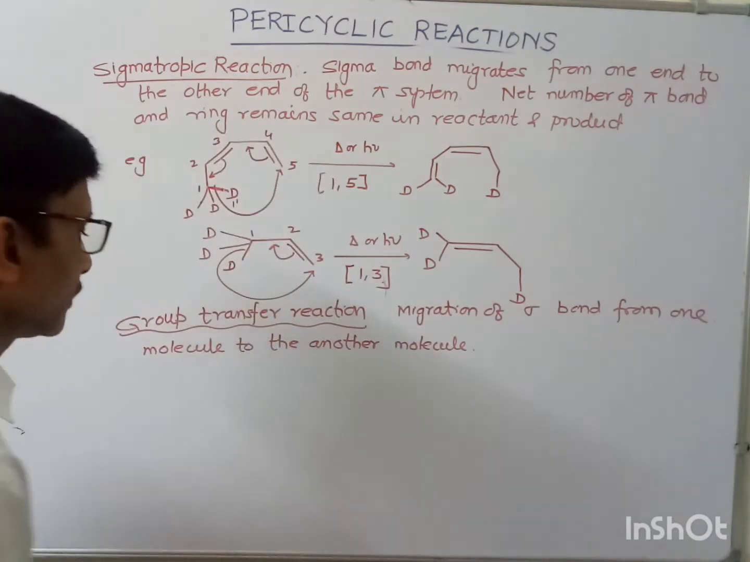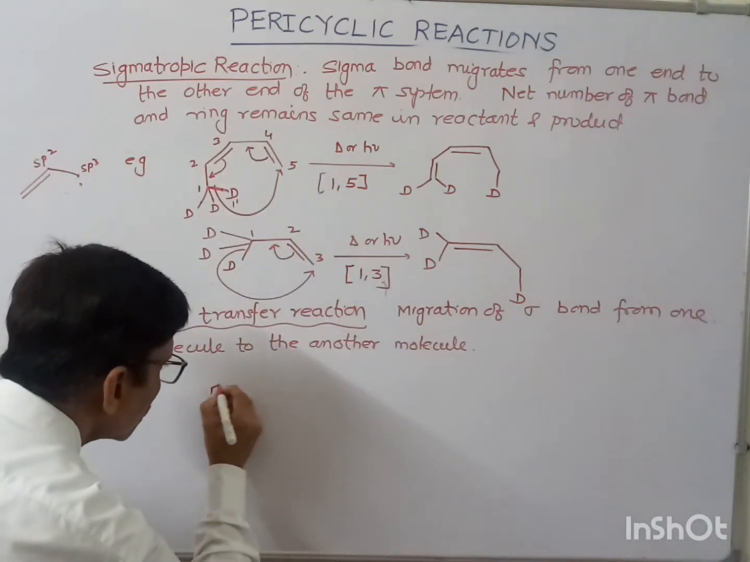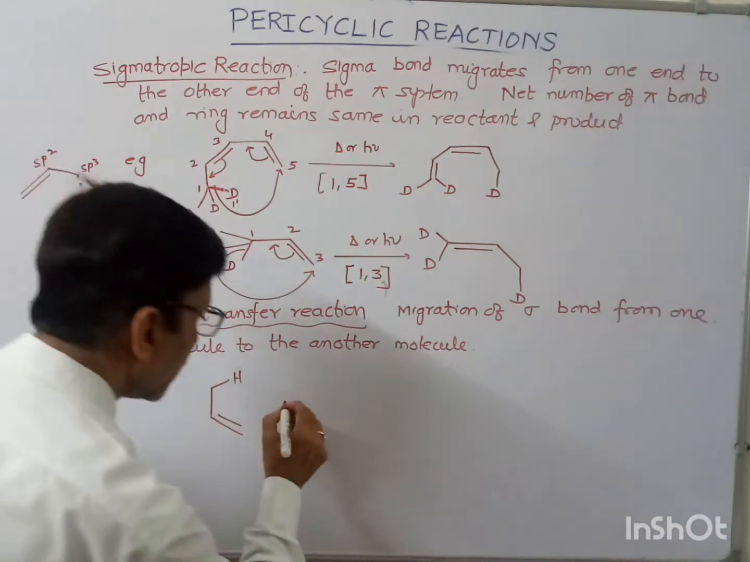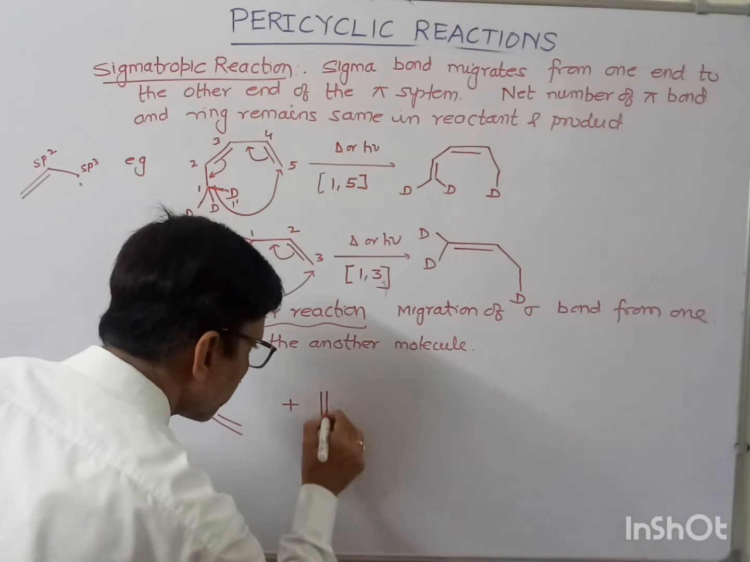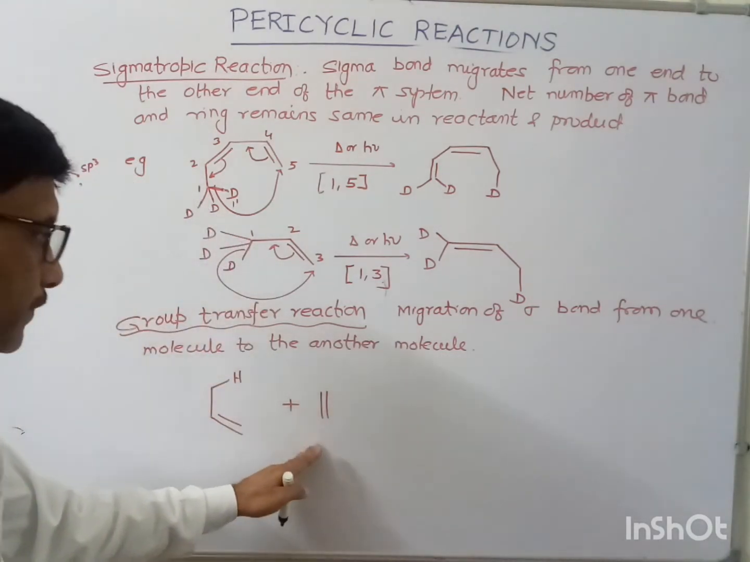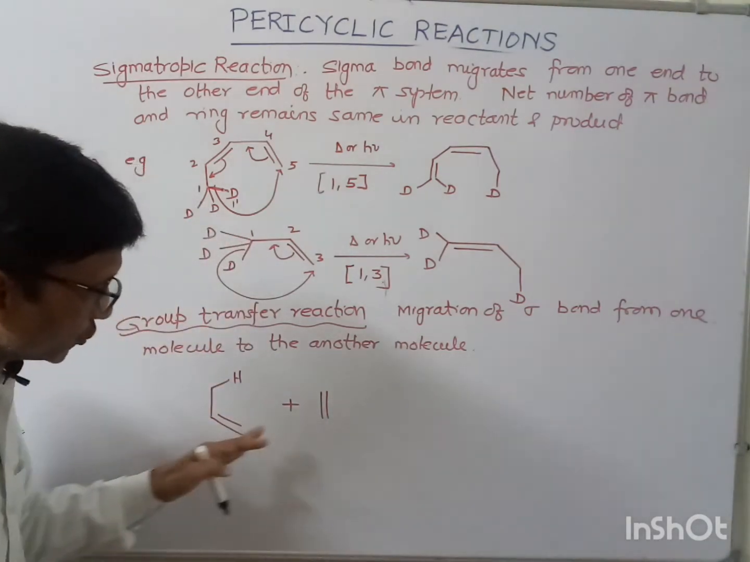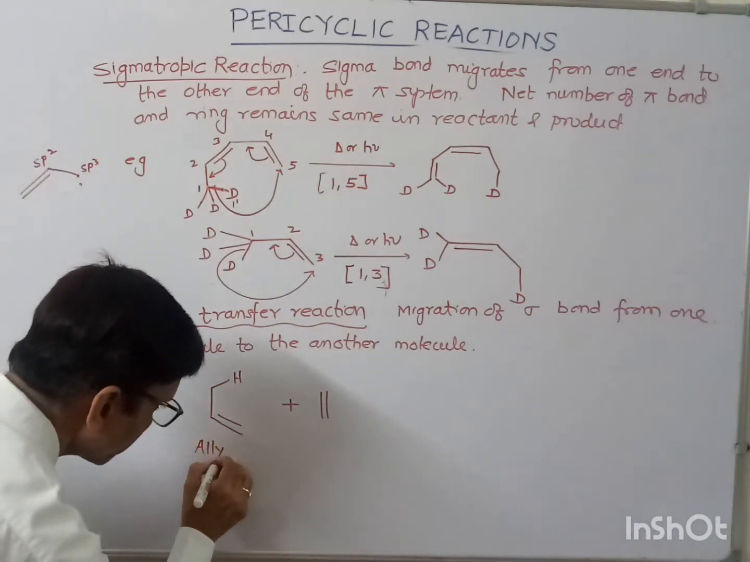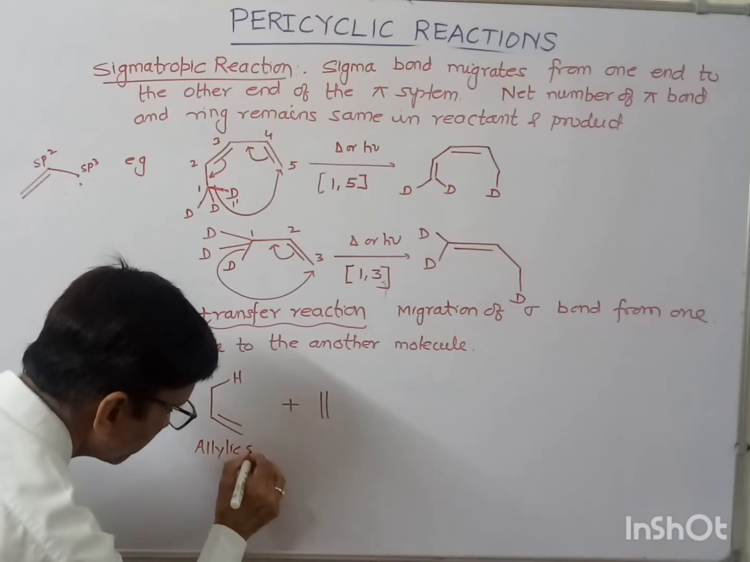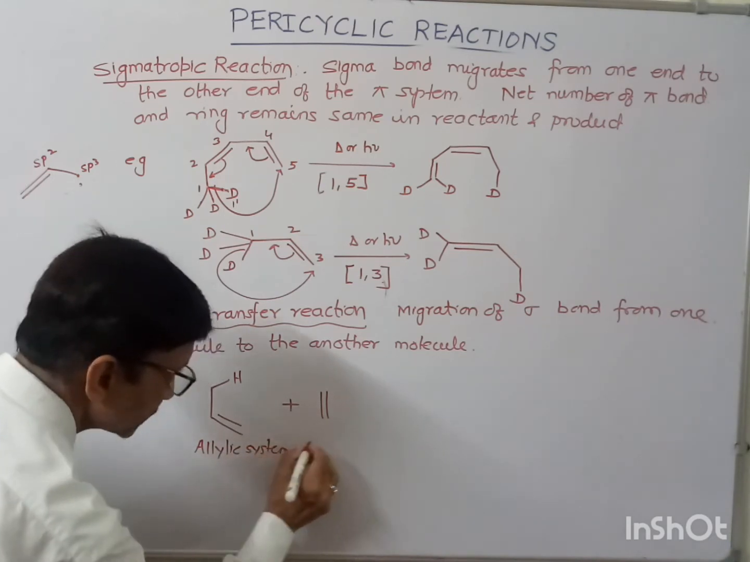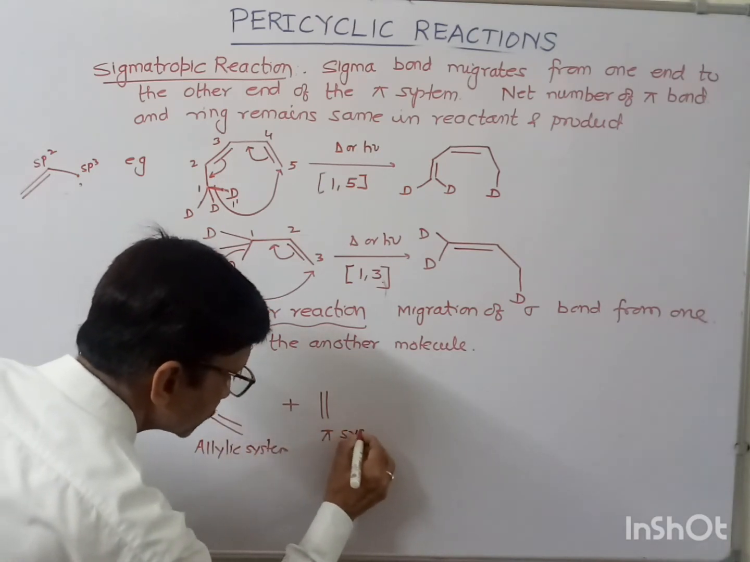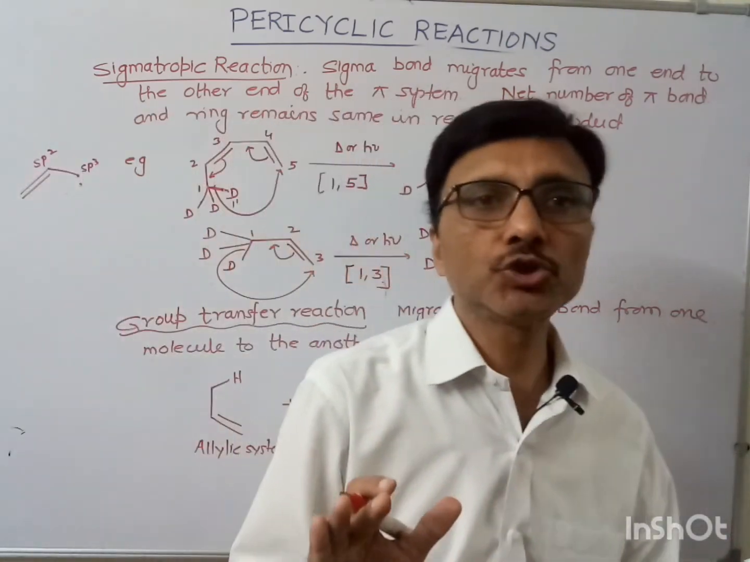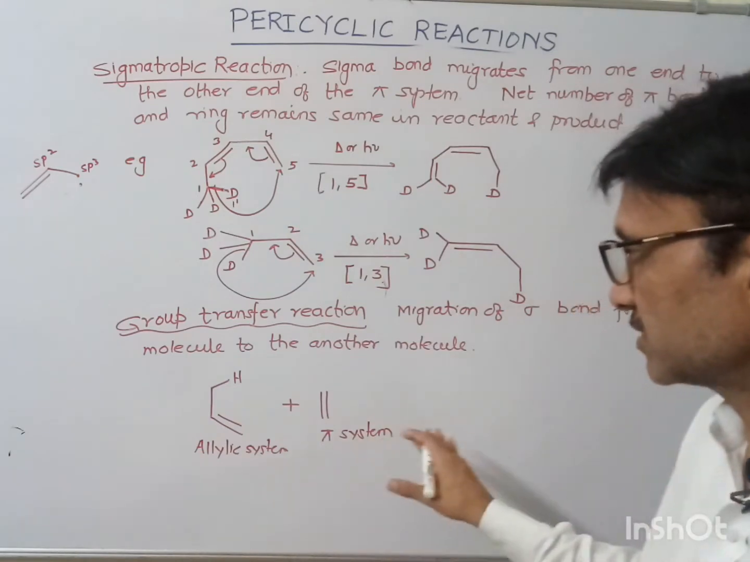Another molecule. Okay, so suppose this is one system and this is another pi system. Two pi systems are there. In these 2 pi systems, this is the allylic system, and this is another pi system. Two types of system you will take in a group transfer reaction. One should be the allylic system, another this type.